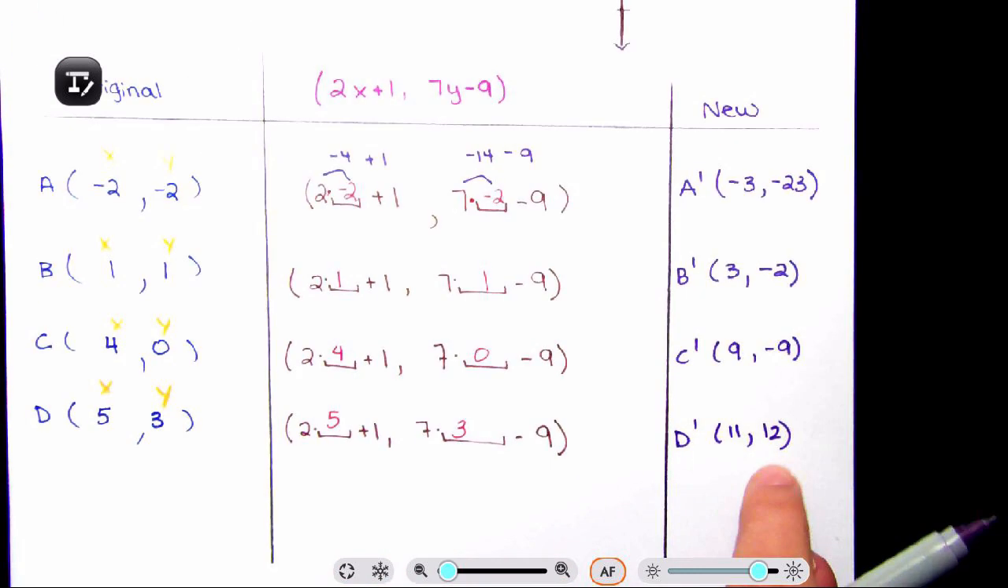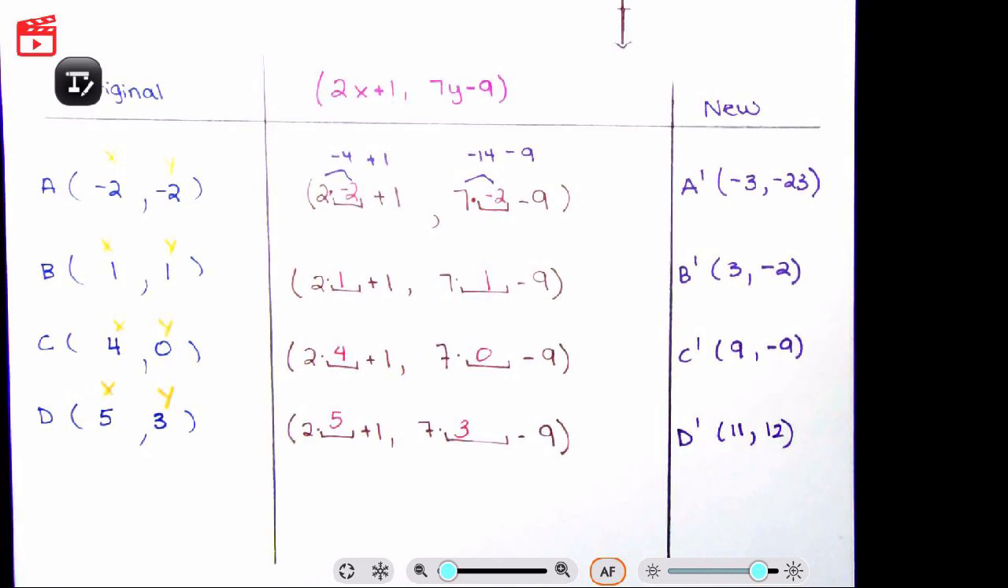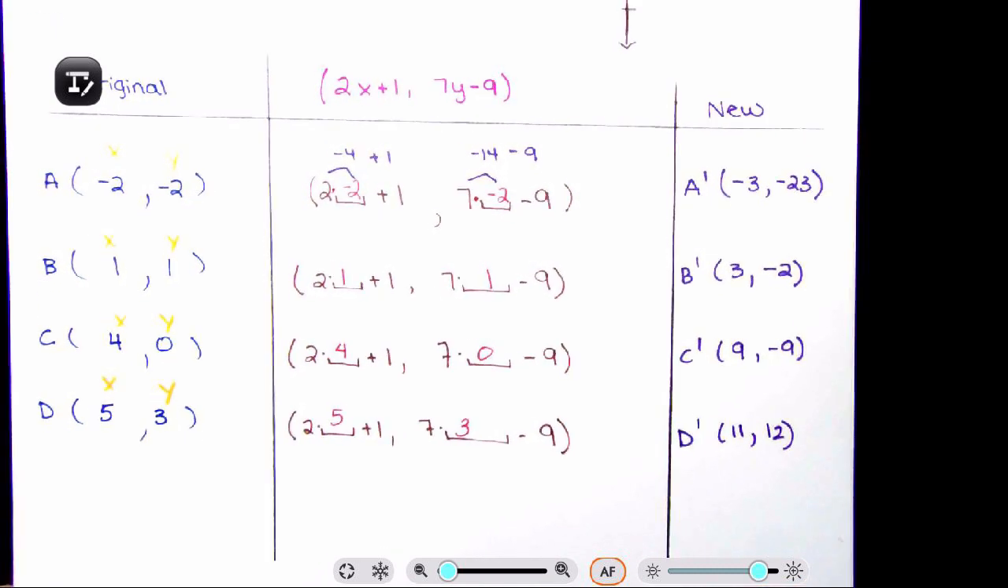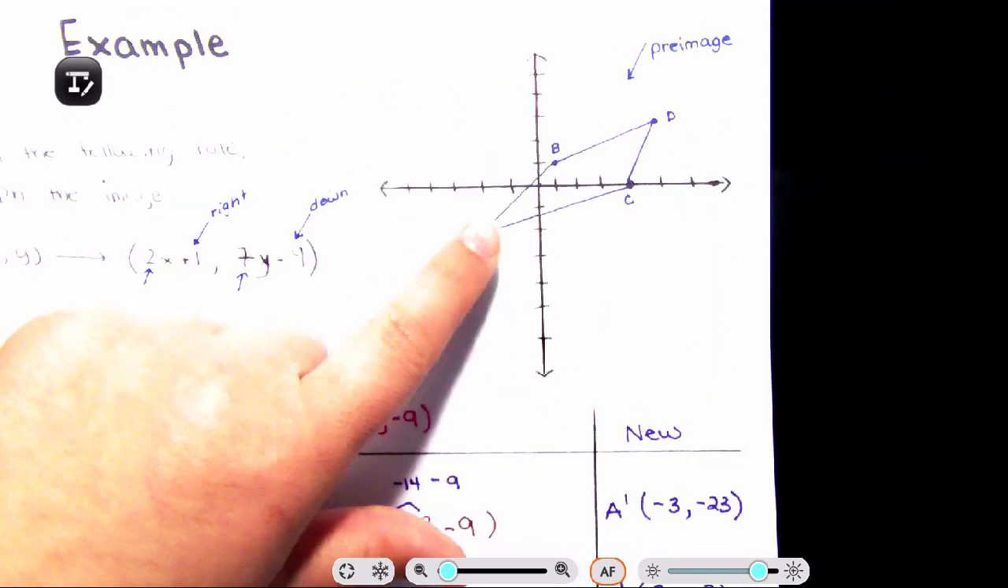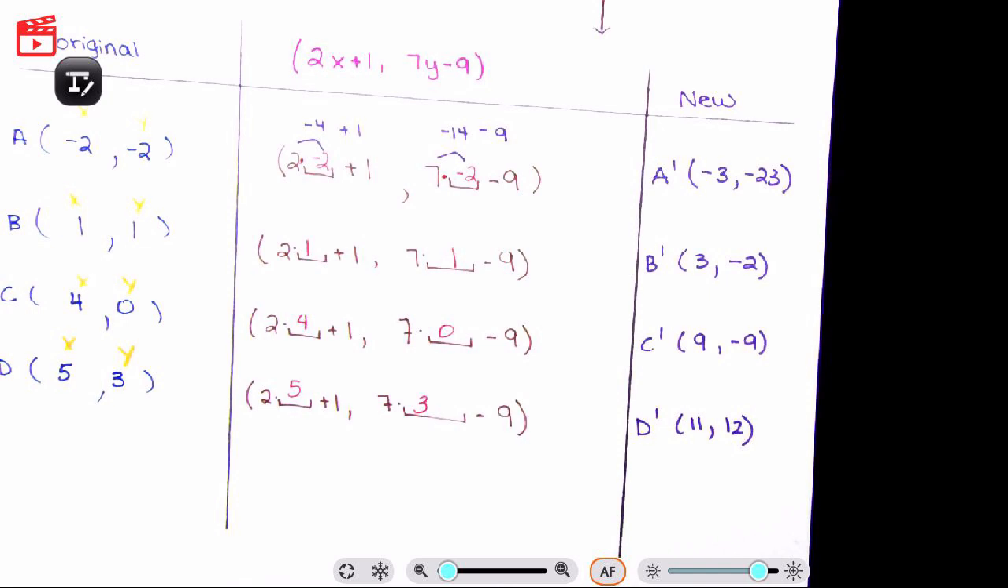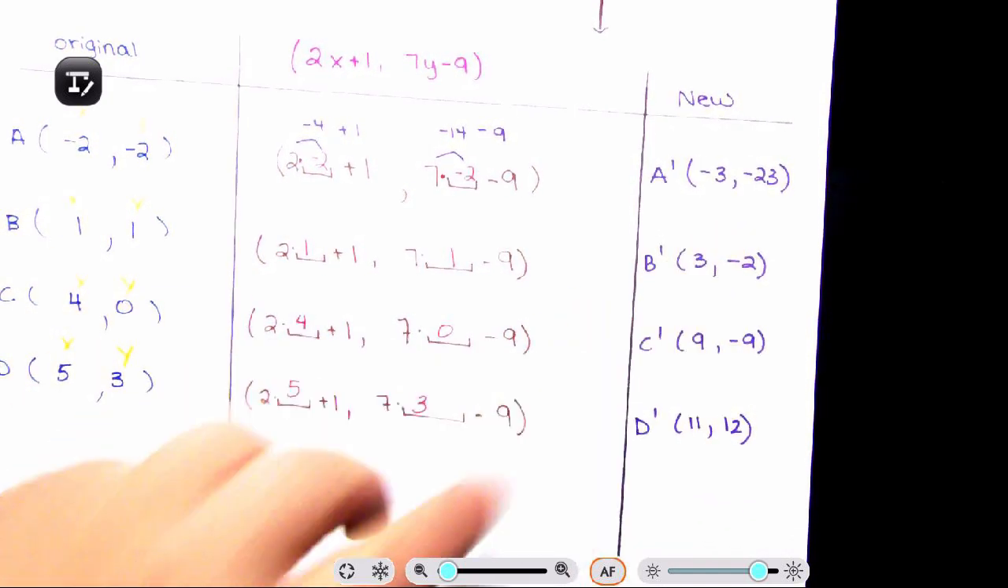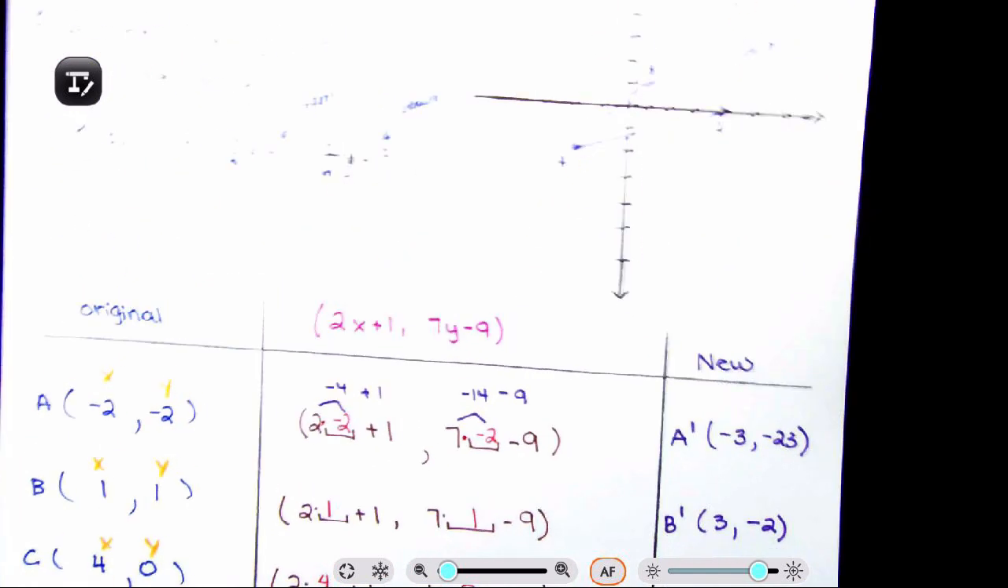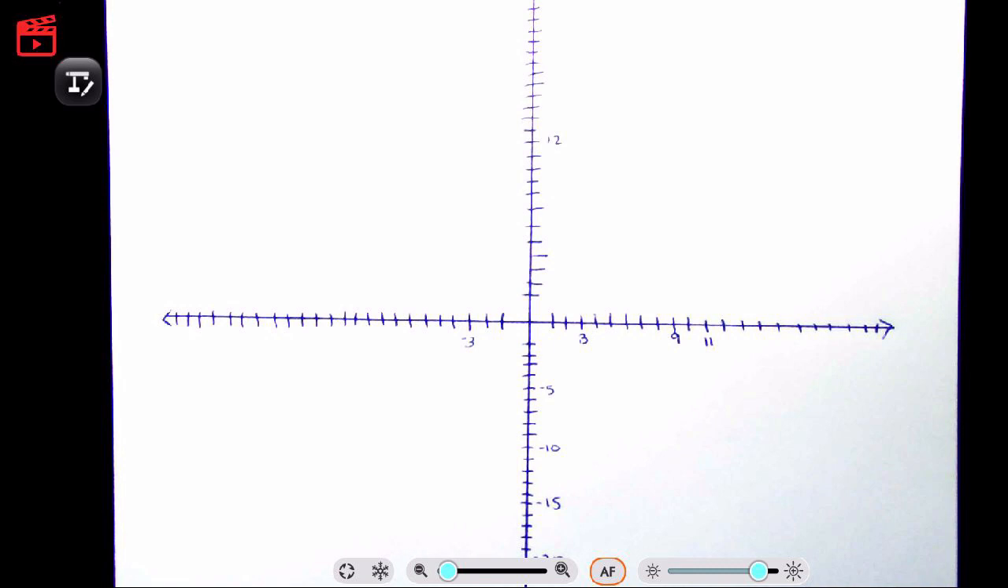Okay, now that I have my new points, I'm going to sketch this out. A lot of times they'll make you graph it on the same plane, but I'm going to choose to graph it on a separate sheet of paper because my numbers, like I have a 23, and I don't have 23 tick marks here. So let me sketch this out on another sheet of paper. So I have pre-sketched our graph here.